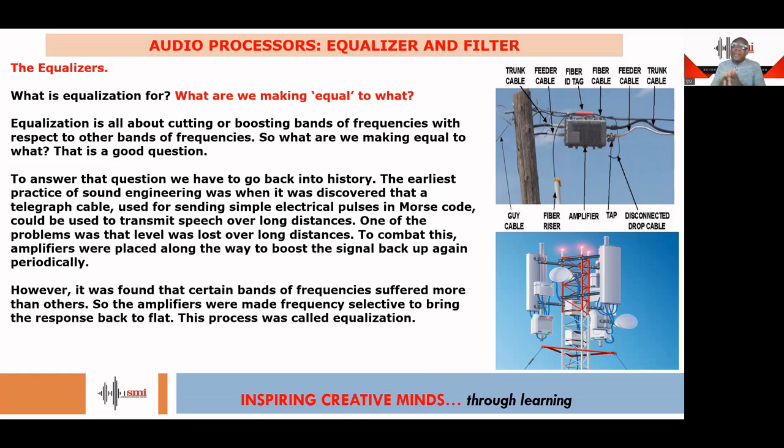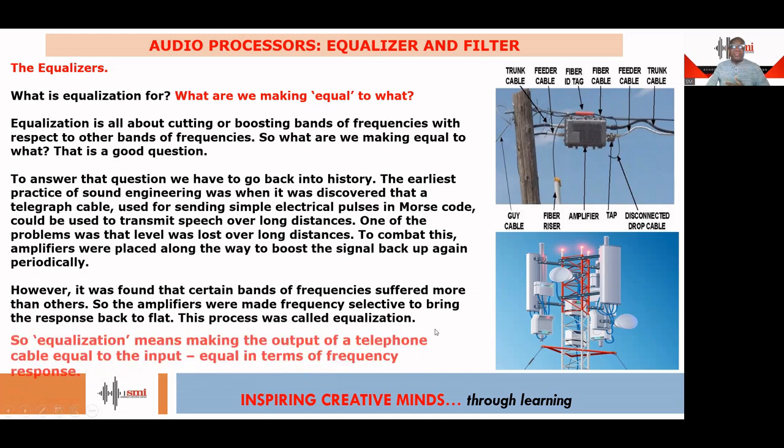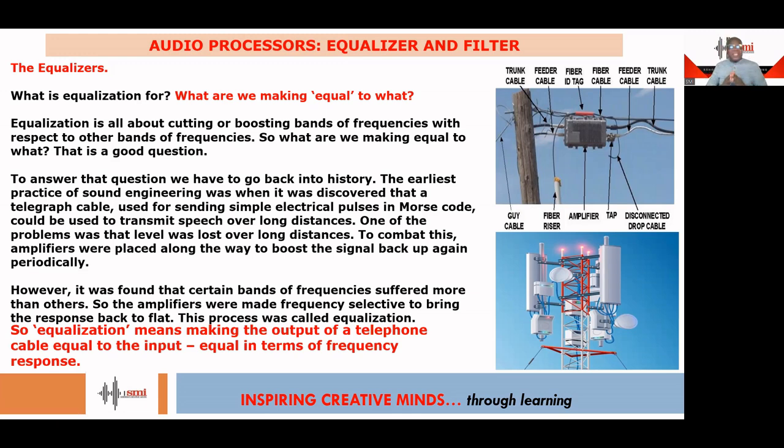So the amplifiers inside were made frequency selective, to bring the response back to what? To flat, that is as it is. So every frequency will be audible. This process was called equalization. That is the beginning of it. So equalization means making the output of a telephone cable equal to the input. Equal in terms of what? Frequency response. That is how equalizers were invented.